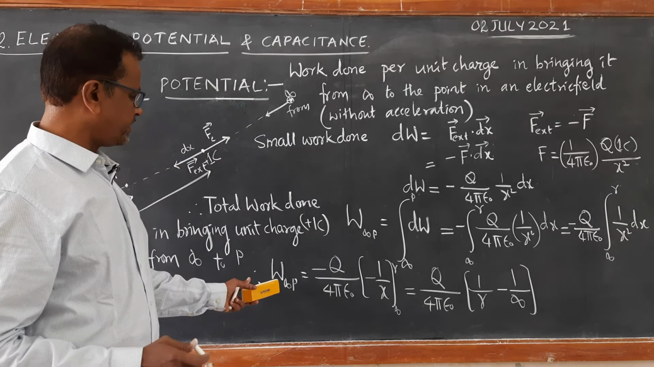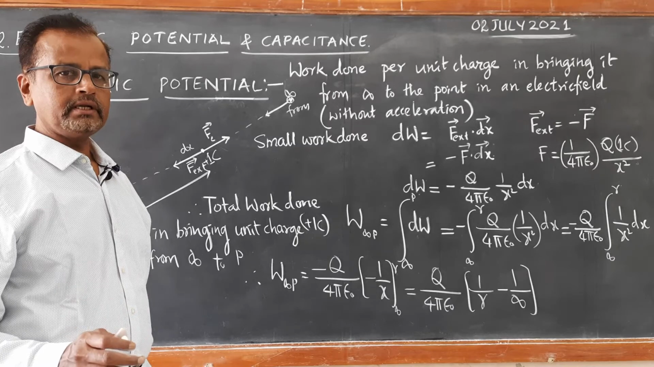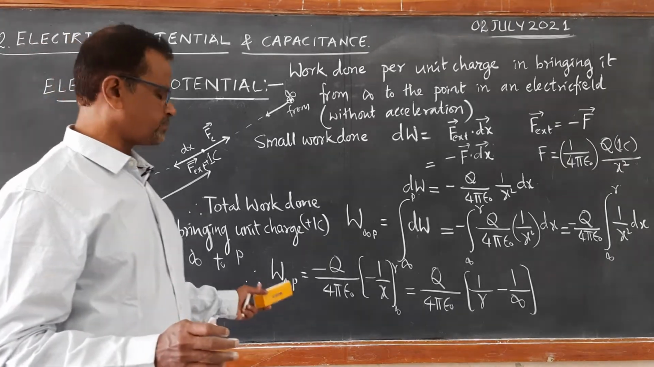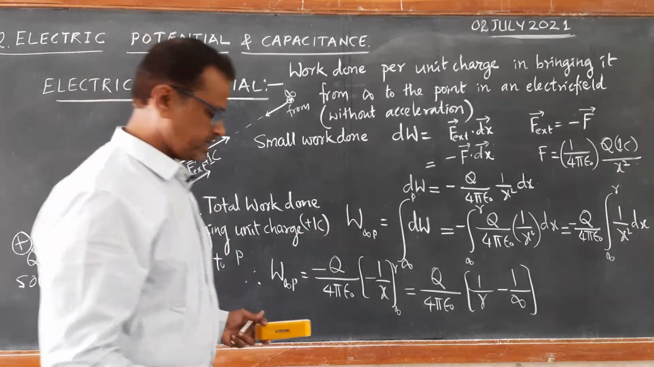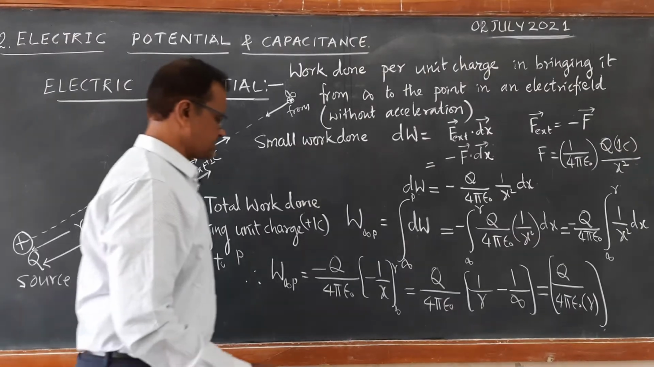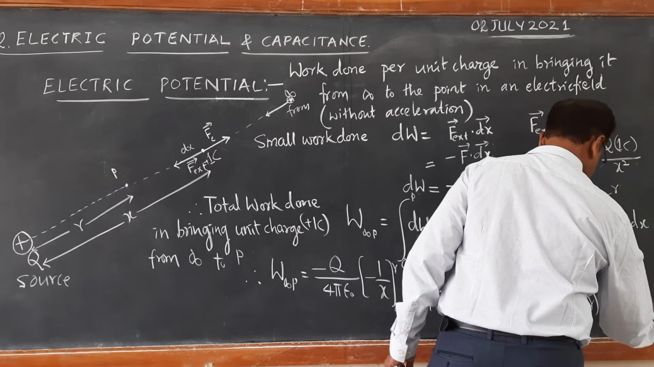So if we divide this potential energy difference by charge, that is potential energy per unit charge, we get the potential. So thus we get q by 4 pi epsilon naught into 1 by r. This is a very important thing. So therefore this itself is called potential at P.